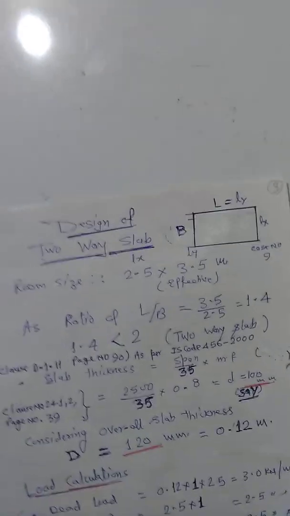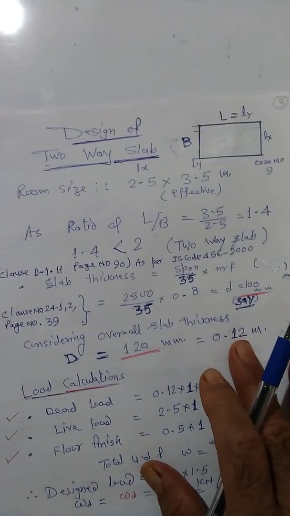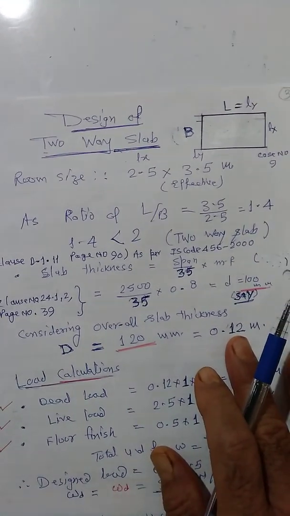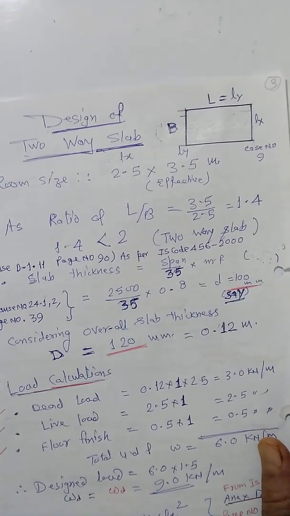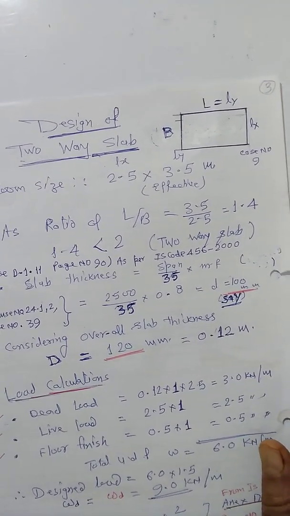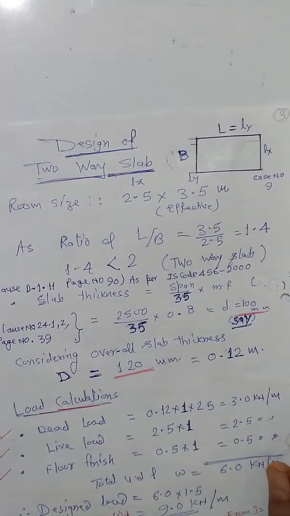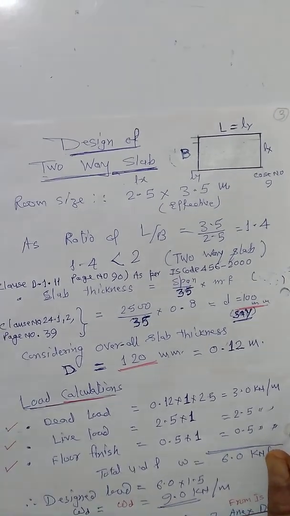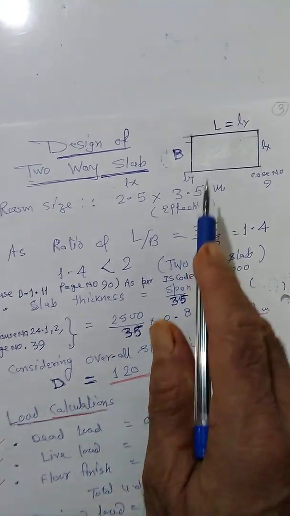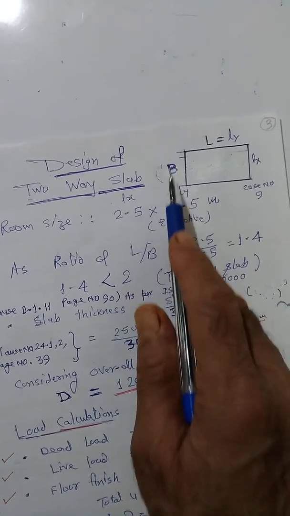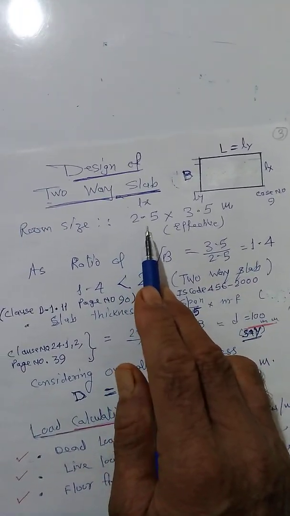And now, in this video, we are dealing with the design of a two-way slab for case number 9, when all four edges are discontinuous. We are starting with a room panel size of 2.5 cross 3.5 meter. That is Ly by Lx: Ly is 3.5 and Lx is 2.5.